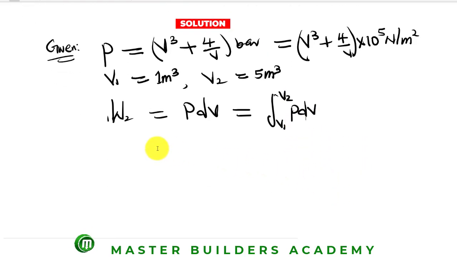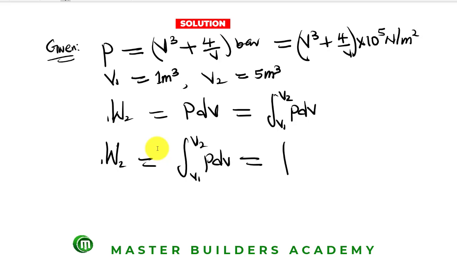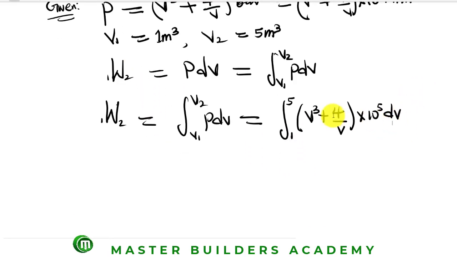To solve this, we are going to say work done between 1 to 2 is equal to the integral from V1 to V2 of P dV. So what we need to do now is to substitute for these. V2 is 5, V1 is 1, and the pressure is (V cube plus 4 over V) multiplied by 10 raised to the power of 5 dV. So now we need to integrate this expression.